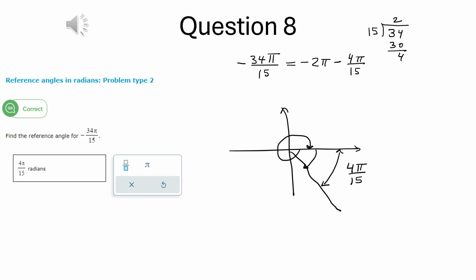In this question, the angle is negative 34 pi over 15. Immediately, I divide 34 by 15. It's like a 2 whole part, and the fraction part is 4 over 15. Both negative, of course. Negative 2 pi is 1 entire revolution. 4 pi over 15, the total angle, lies in the fourth quadrant. Therefore, the reference angle is exactly the same but the opposite number, 4 pi over 15.